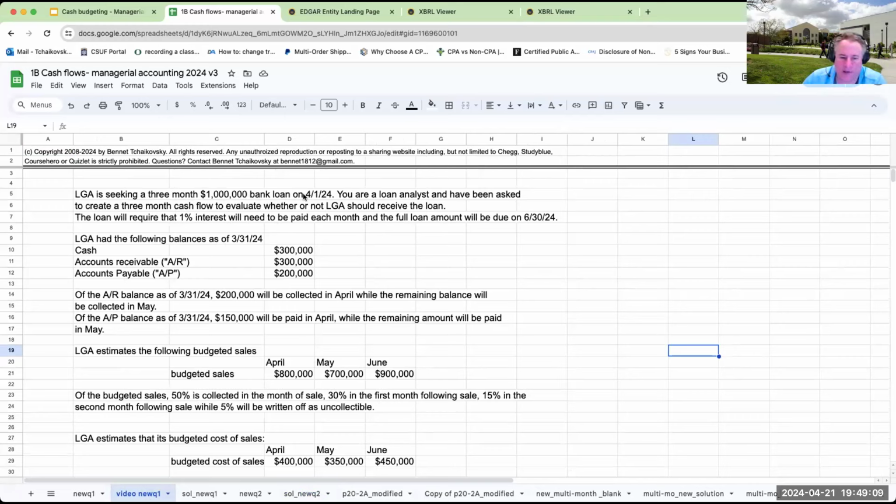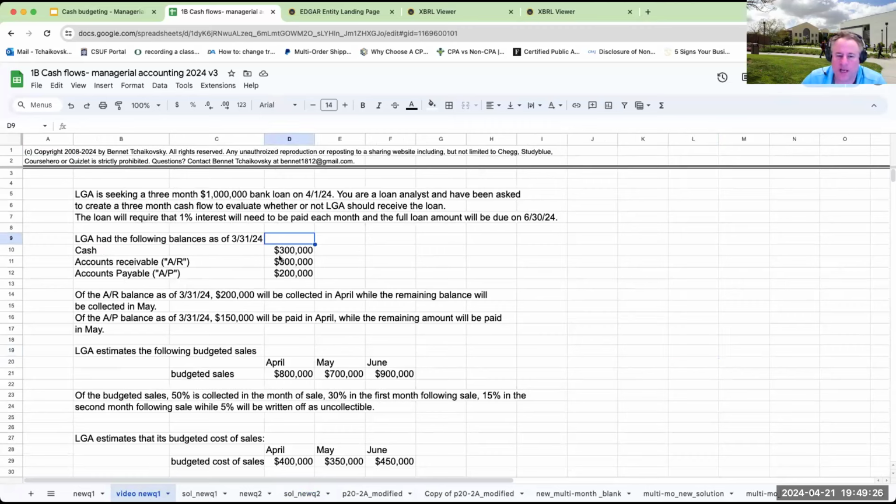We are a loan analyst and have been asked to create a 3-month cash flow to evaluate whether or not we should give them the loan. The loan will require that 1% interest will need to be paid each month, and the full loan amount will be due on June 30th. So it gives us some information.